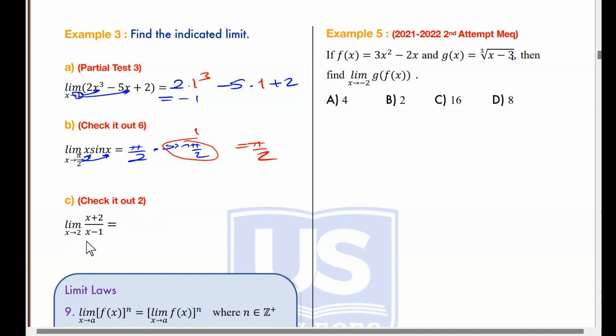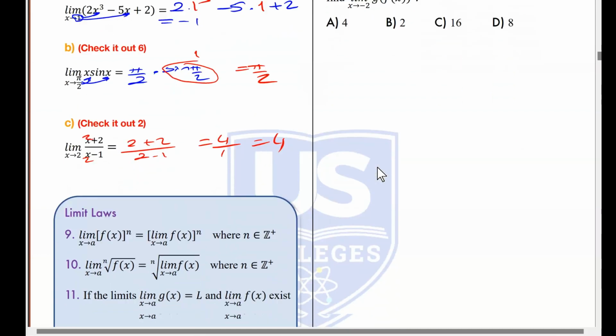Last one here. There is a rational function. The same process. Plug in 2 for x. So it's going to be 2 plus 2 over 2 minus 1. 2 plus 2 makes 4. 2 minus 1 is 1. So the answer is 4. Alright, so these were the second set of rules. Third set of rules.